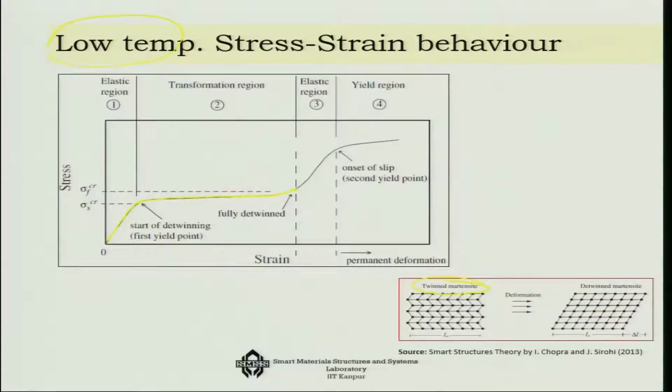So, beyond this, this detwinned state has been achieved, as you can see, and then once again it will behave in an elastic manner. So, that is the elastic region. After that, if you do not change the temperature, then you will see the yield region and the failure of the system. So, this is the low temperature stress strain behavior of the SMA wire.